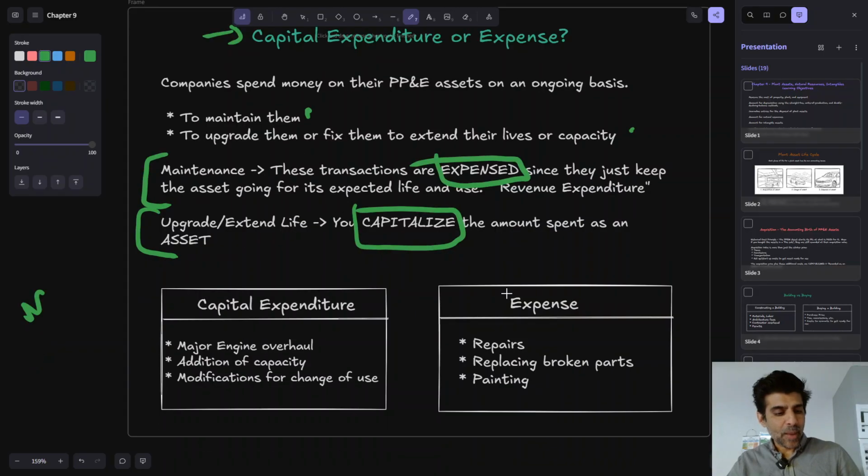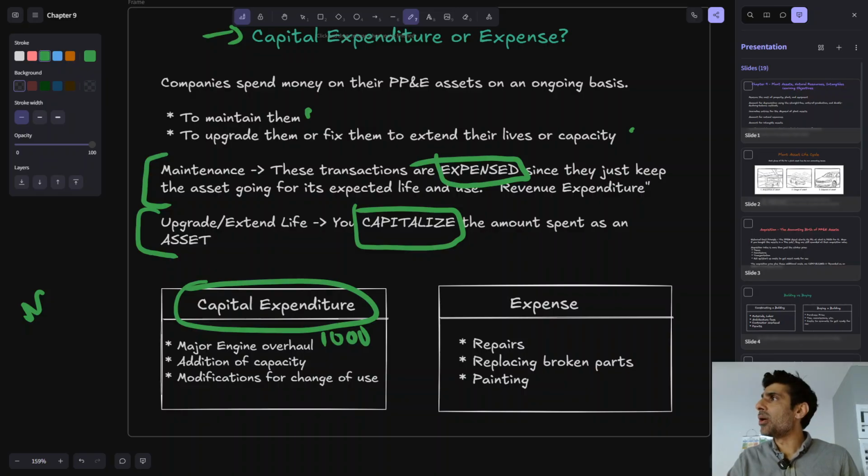An example of a capital expenditure: let's say we spend $1,000 on a major engine overhaul. Instead of taking an expense of $1,000 in the period, we're going to capitalize it, meaning we include it in the vehicle asset, and then, if it's a 5-year thing, take $200 of expense per year. Basically we split the expense over 5 years, because it extended the life of the asset by 5 years. So we want to match the value that was added with the periods that it benefited.